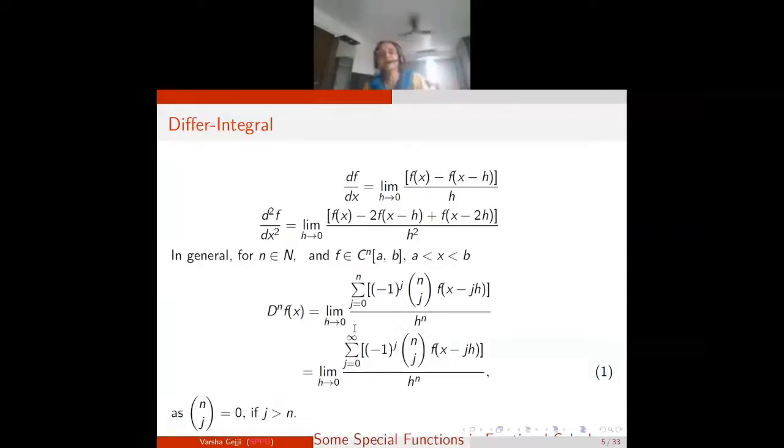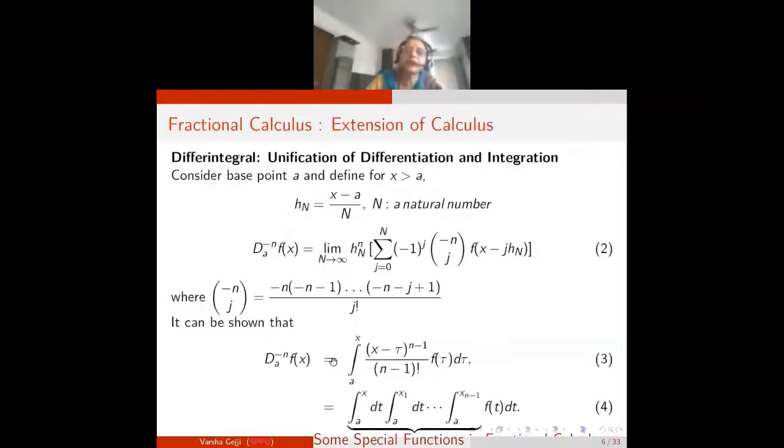So I can equally write it as 0. Now this infinity plays a very important role in fractional calculus. So consider a base point a and define x greater than a. So consider the interval a to x and divide that interval into capital N number of partitions.